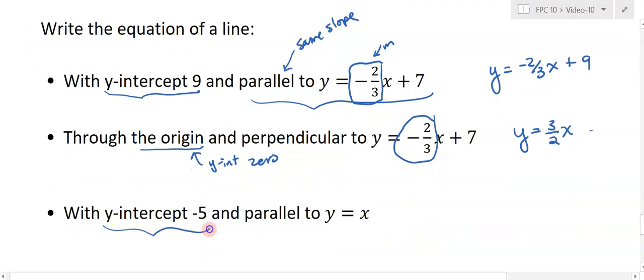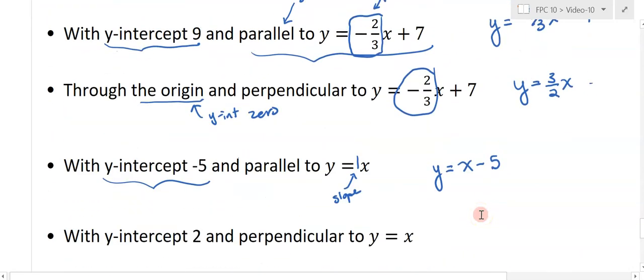With the y-intercept -5 and parallel to this line. So y equals x has a slope of 1. My slope is the coefficient of x, which is 1. So my parallel line will have the same slope, so I'll use my 1x, I don't need to write the 1, and then I'm going to include the y-intercept of -5.